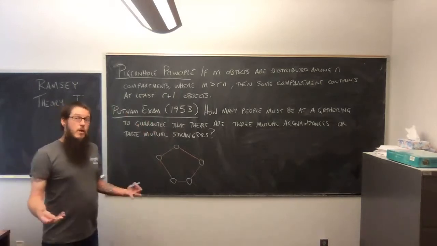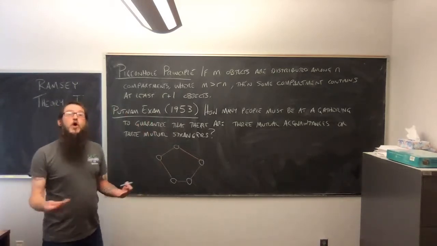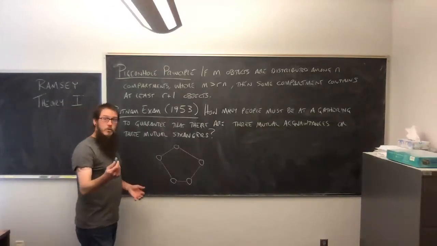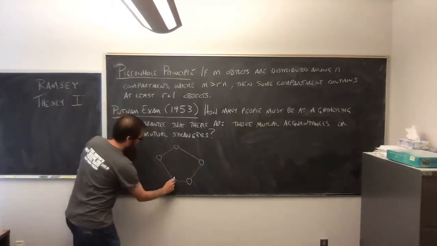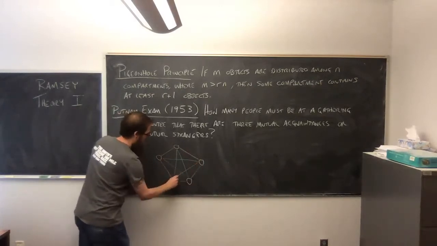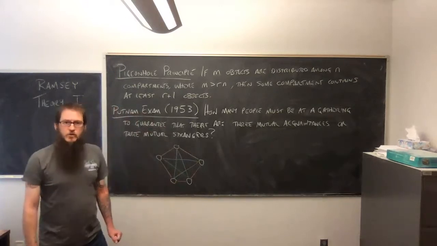So the red is going to represent 2 people knowing each other, 2 people being acquaintances. I'm going to use blue whenever 2 people are strangers. So basically this star in the middle ends up being blue. That's going to represent the cases of strangers.